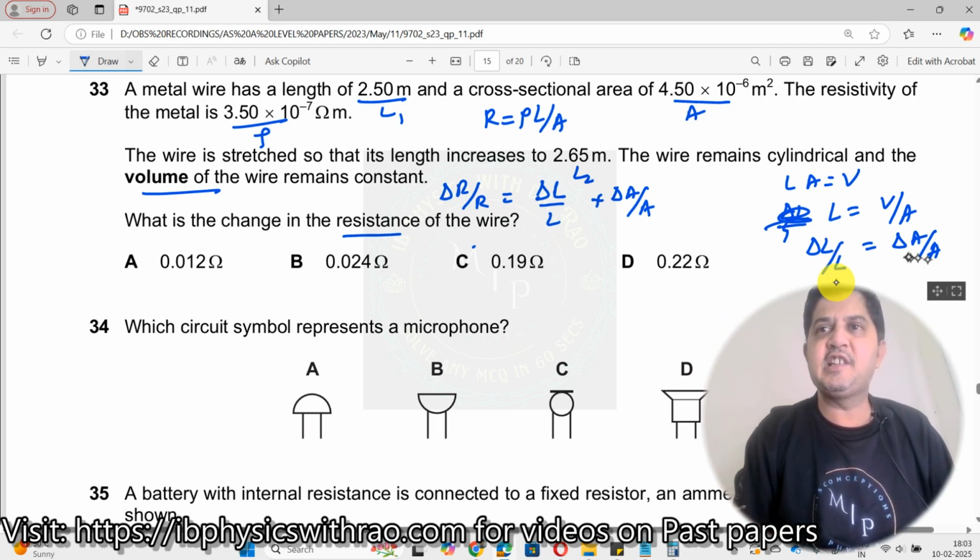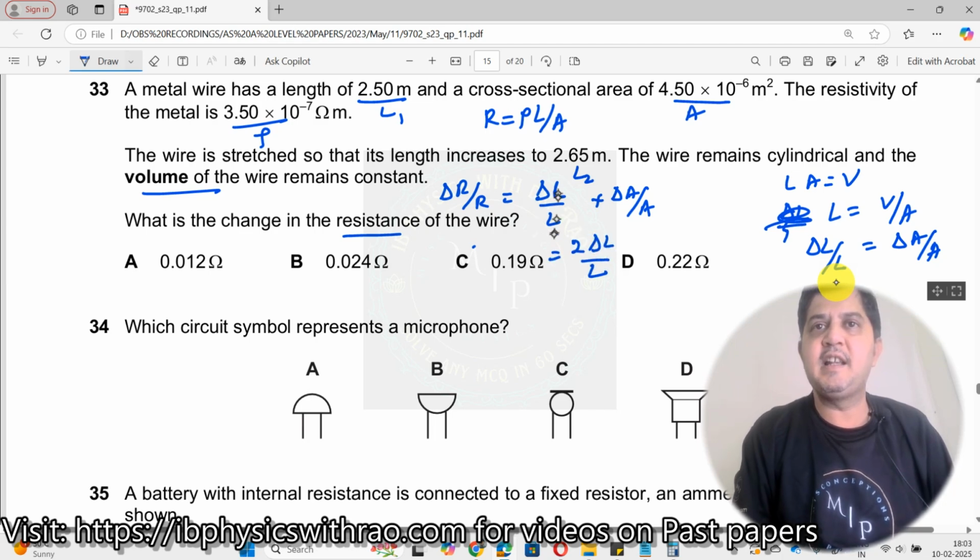Now we got this expression, we will plug in this value over here. When I do this, what do I get? I get 2 times delta L by L over here. Delta L by L, and this delta A by A is also delta L by L. I'll put delta L by L once again for this also. So I get 2 times delta L by L.